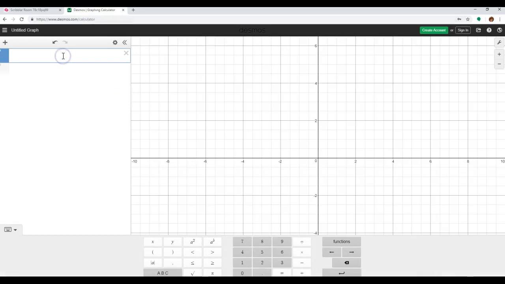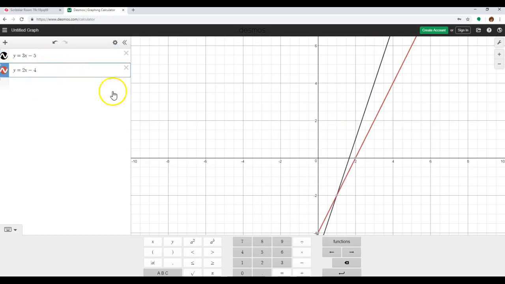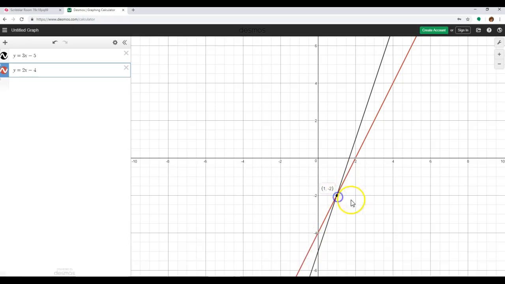So we go and we type in the two functions, y equals 3x minus 5 and y equals 2x minus 4. And we see the intersection just pops up. You see a couple of gray dots. They're all important points, but the point we want is where the two lines are actually crossing each other. Where they cross the x-axis, the x-intercept, can be important for some questions. Where they cross the y-axis can be important for some questions. We want this point, 1, negative 2.